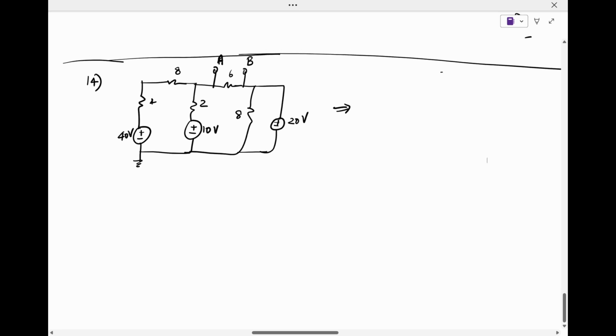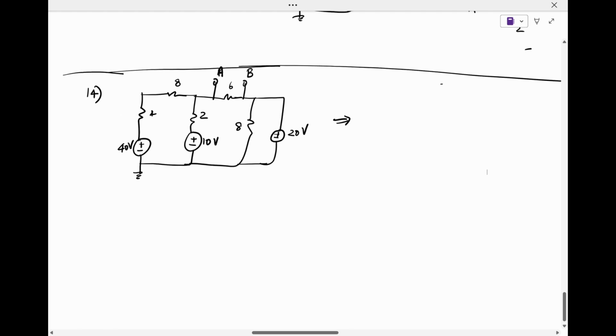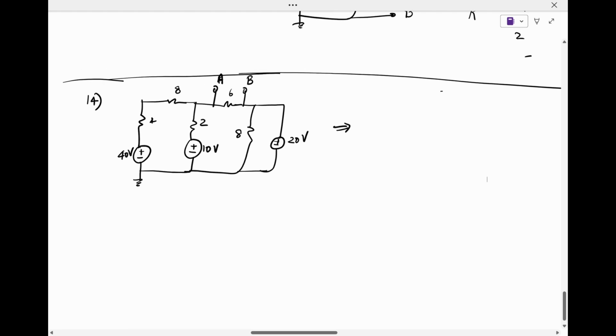Today we are going to solve the circuit and understand what the 6 ohm resistance sees in terms of the Thevenin voltage and Thevenin resistance across terminals A and B. So let's get started. So we have this circuit.